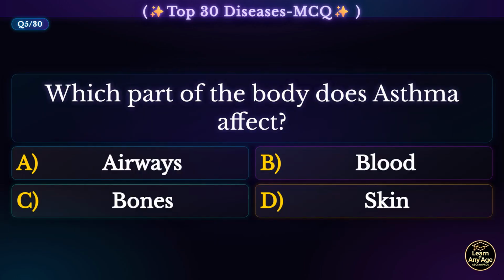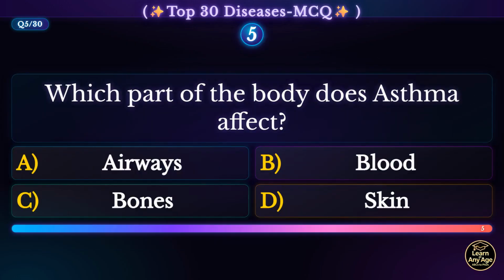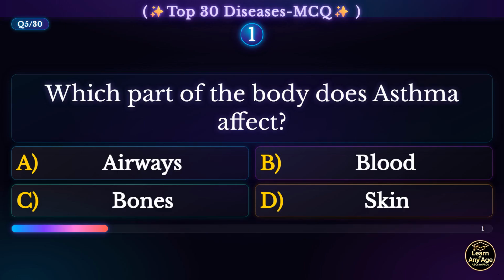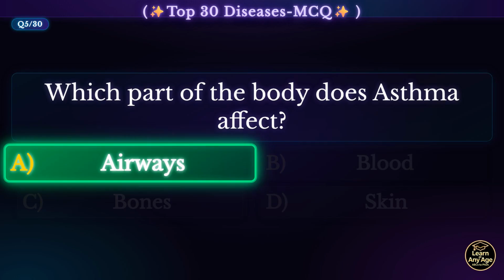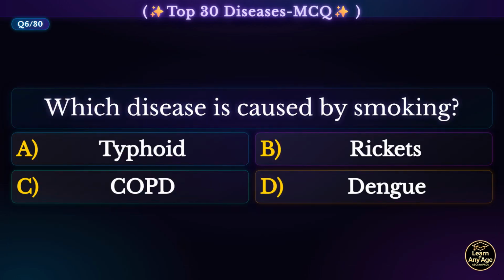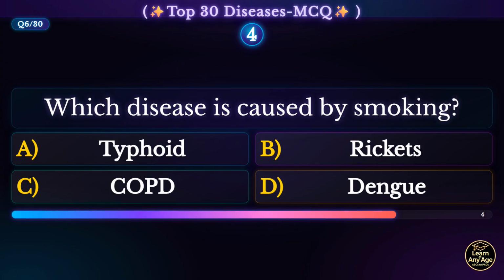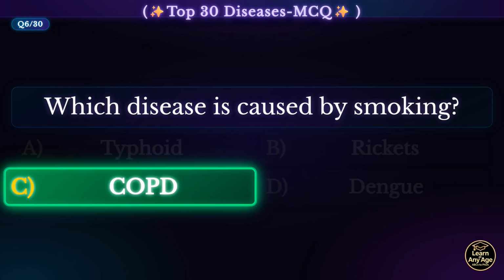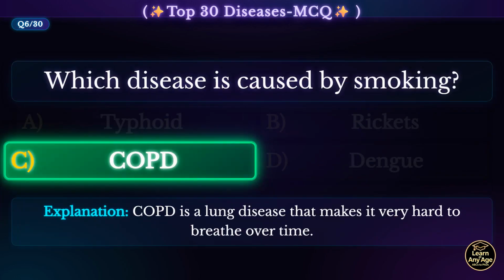Which part of the body does asthma affect? Airways. Asthma is a long-term disease that makes it hard for air to enter the lungs. Which disease is caused by smoking? COPD. COPD is a lung disease that makes it very hard to breathe over time.